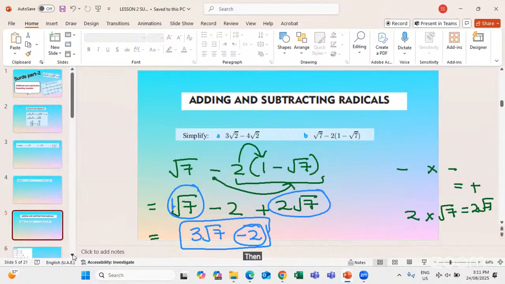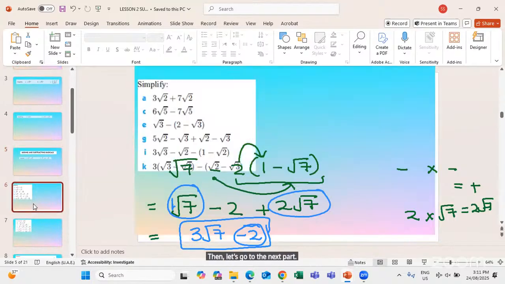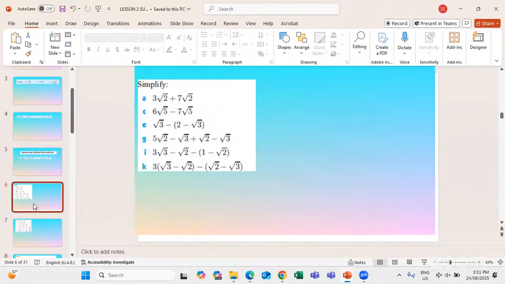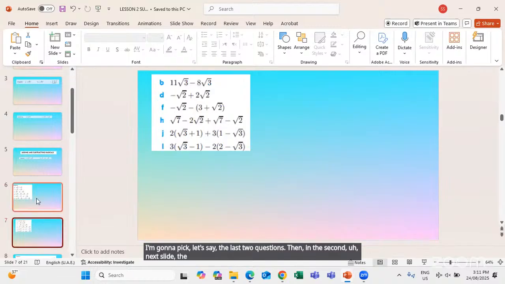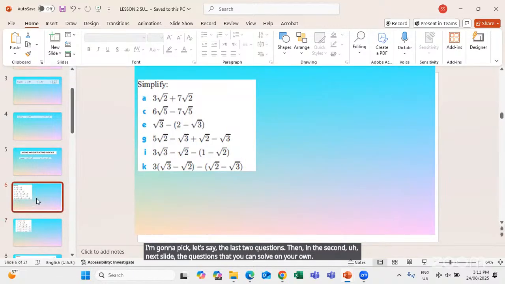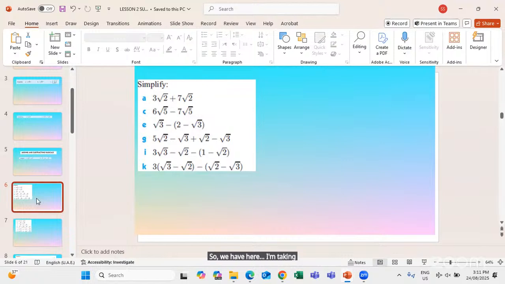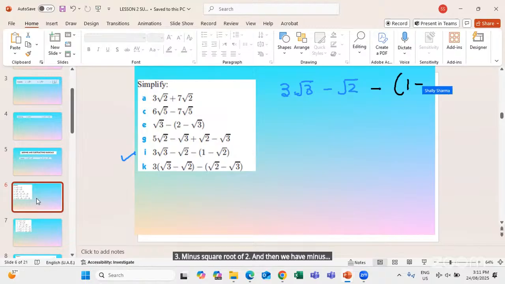Then let's go to the next part. So we have here so many questions which are based on addition and subtraction. I'm going to pick, let's say, the last two questions. Then in the next slide, the questions that you can solve on your own. So I am taking this question I. It is 3 root 3 minus square root of 2, and then we have minus (1 minus square root of 2).